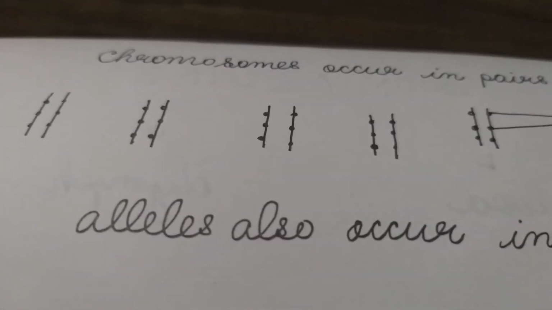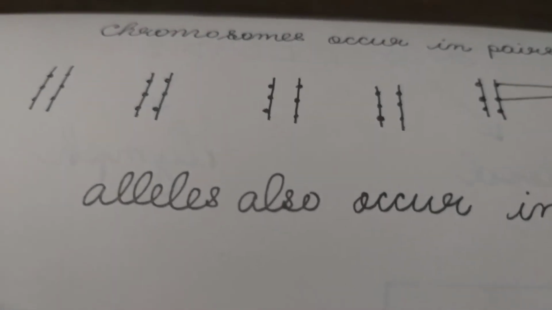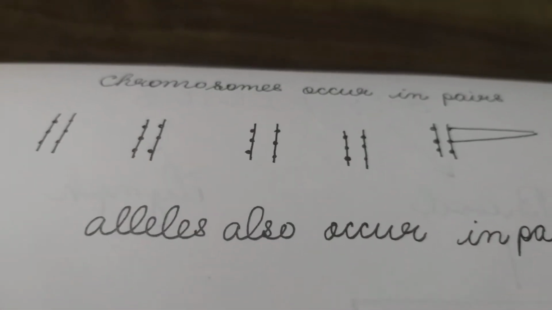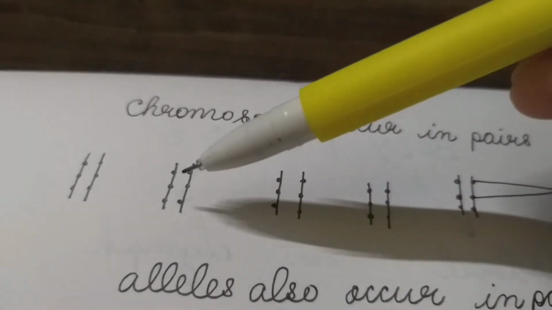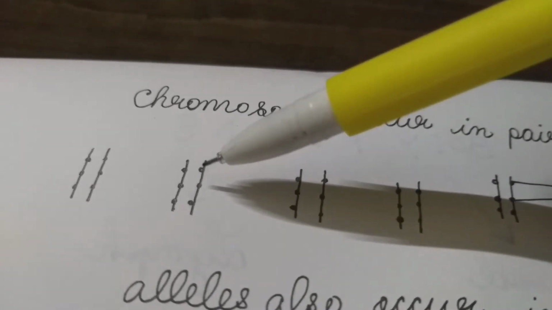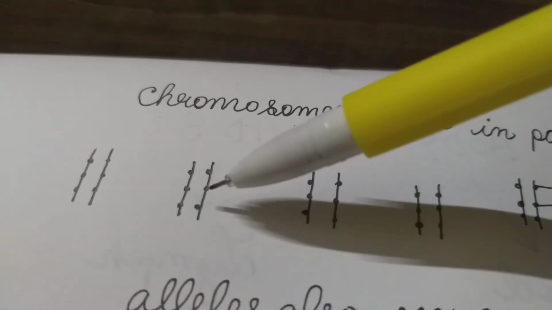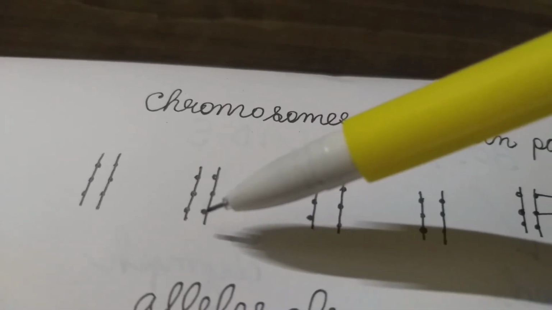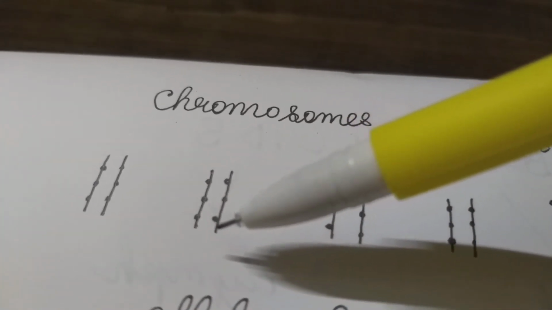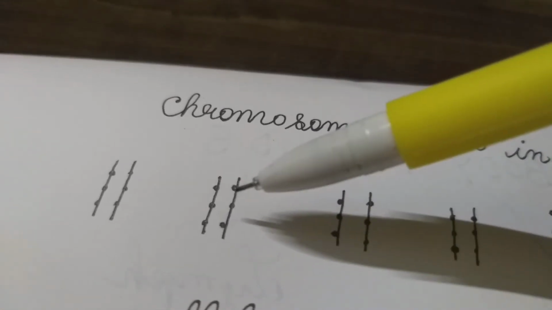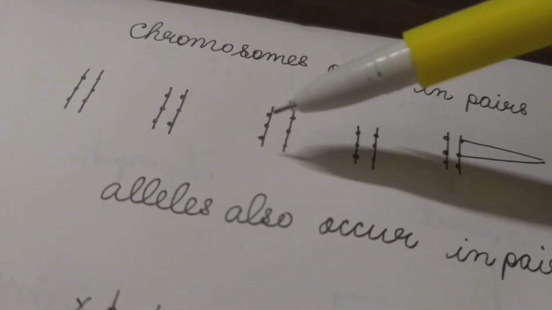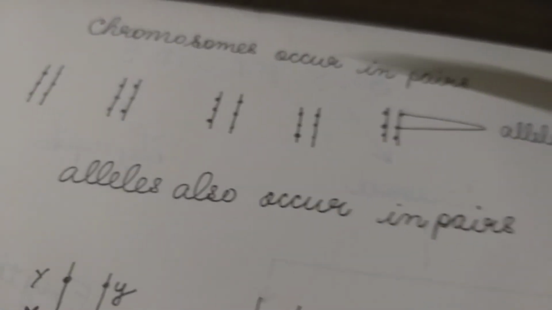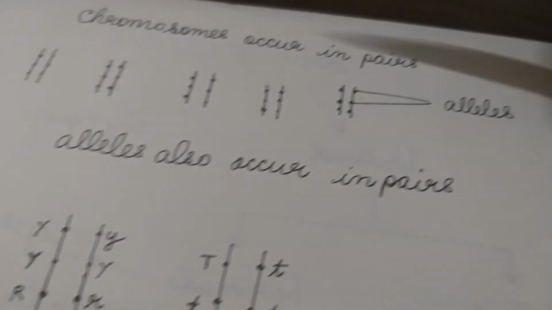Chromosomes carry alleles. You can see alleles are arranged in a linear order, in a linear fashion on the chromosomes. So these are the alleles. It is a pair of alleles. This is another pair, and this is another pair. So alleles are present on the chromosomes in pairs. Chromosomes occur in pairs, and alleles also occur in pairs.